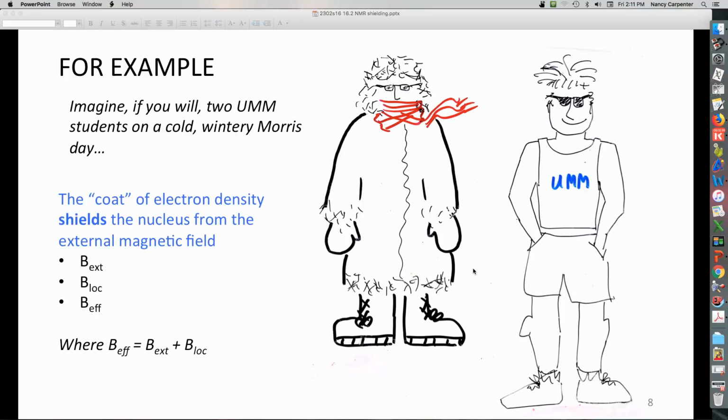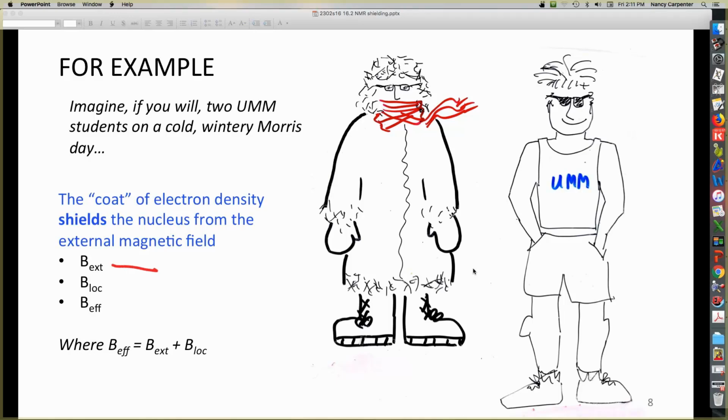So the analogy here is in NMR, that clothing that these two UMM students wear is akin to a coat of electron density surrounding the nucleus. So the UMM students are the nuclei. The outer garments they're wearing is the electron density.